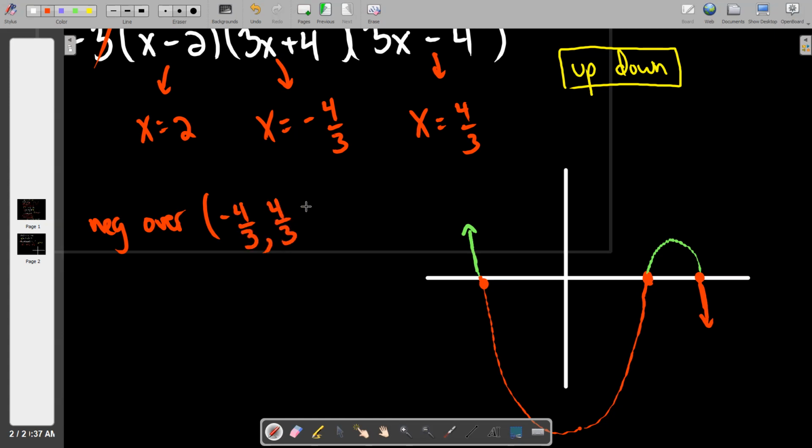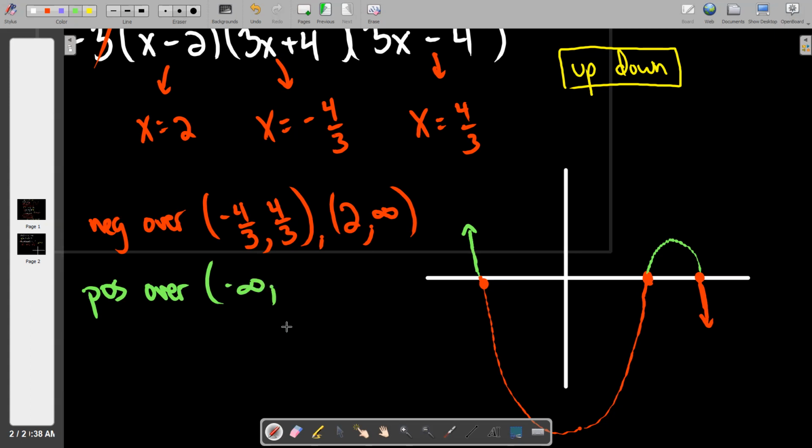And then it also goes negative again from 2 to infinity. Right. And then the graph is positive on a couple of intervals. It's positive over the interval from -infinity to -4/3. And then it hits positive again in this little arch over here, and that's from 4/3 to 2.